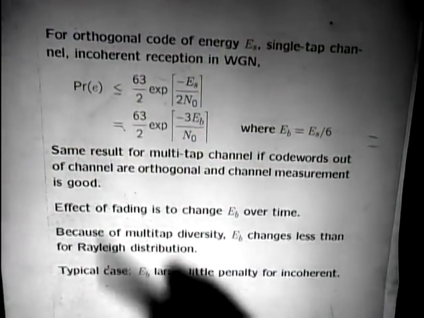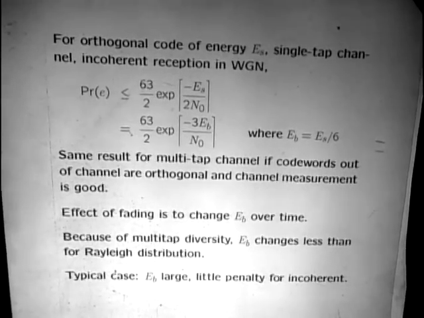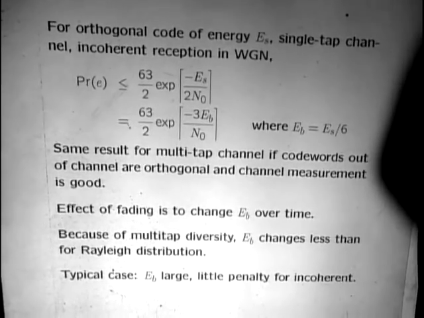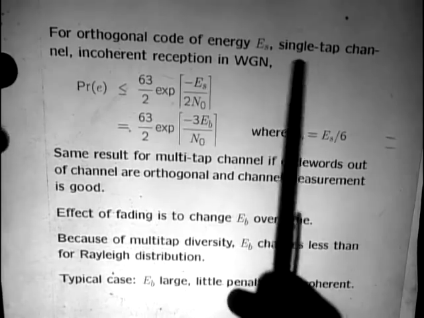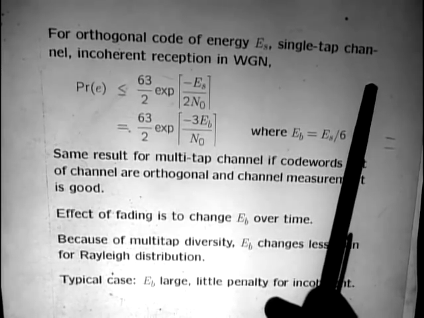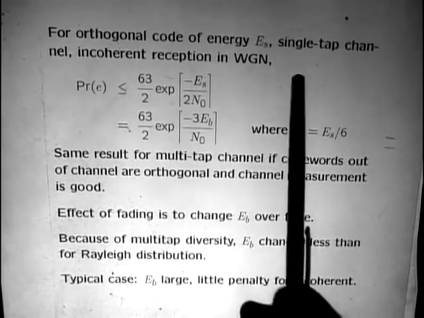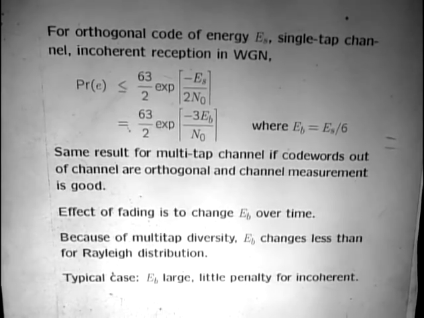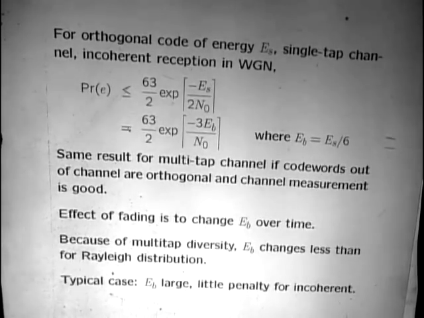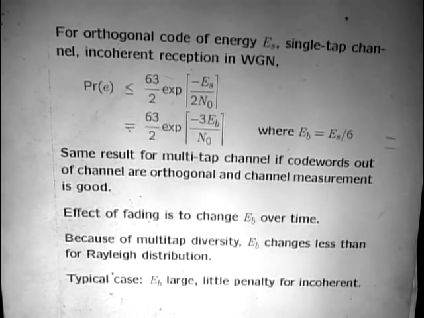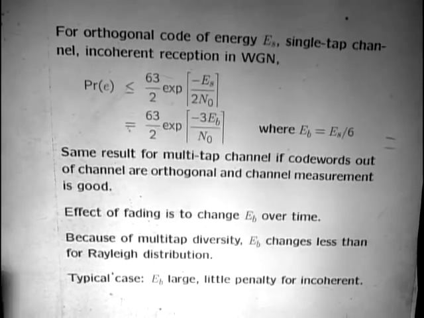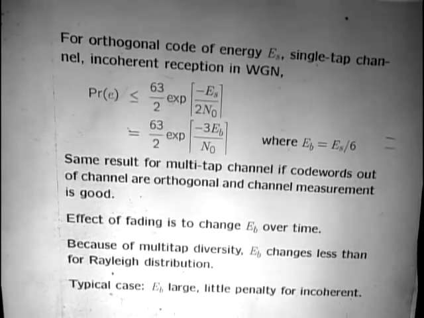Okay, if we now imagine these orthogonal code words, and suppose that each orthogonal code word has an energy, E sub s, and suppose for the time being that the channel is represented perfectly by a single tap model, and we know what the energy in that single tap model is. We don't know what the phase is, so we're using incoherent detection.